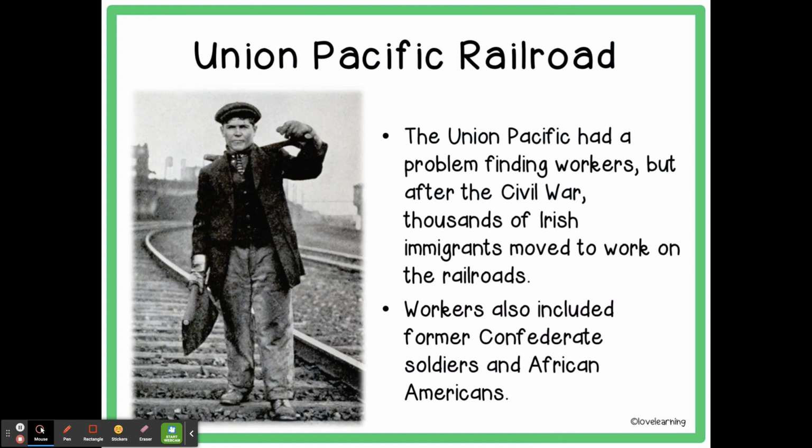Workers also included former Confederate soldiers and African Americans. That's why they mention above that after the Civil War, once the slaves are free, they are now able to hold down jobs and make money themselves, which is very exciting for them. So, of course, that population is really applying for these jobs. They're wanting to provide for their families. So, take a second to think about what you can write down and how you can condense this. How could we go about taking notes without writing every single word?